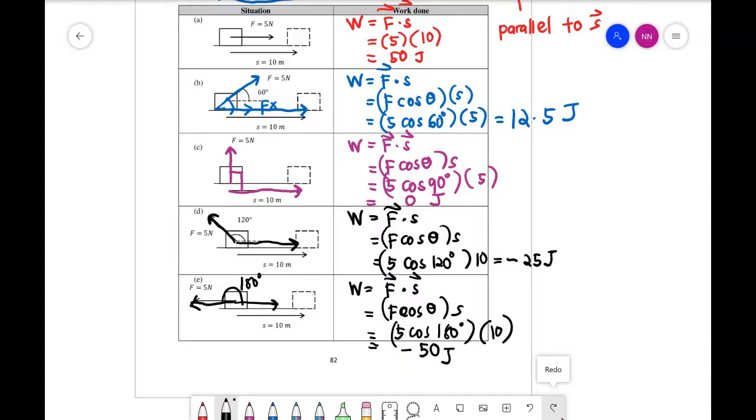An example for this case E is frictional force. So work is done by the object to overcome the friction, to move in the opposite direction of the frictional force.